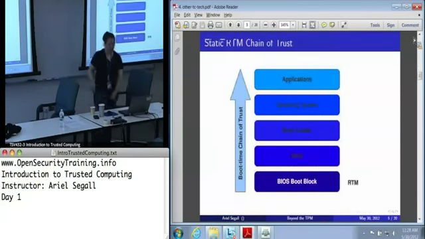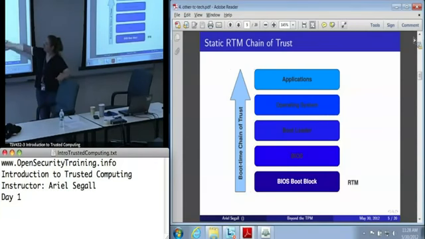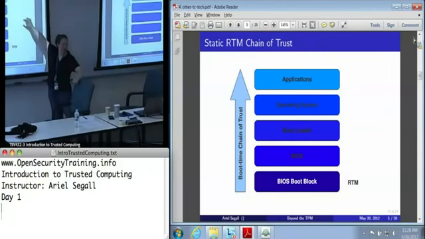So the static root chain of trust, we start with the BIOS boot block, that measures the BIOS, measures the bootloader, bootloader measures the operating system, and in theory, if you've got an operating system that supports it, you can use that to measure applications. So far, that last step only exists with some Linux extensions.